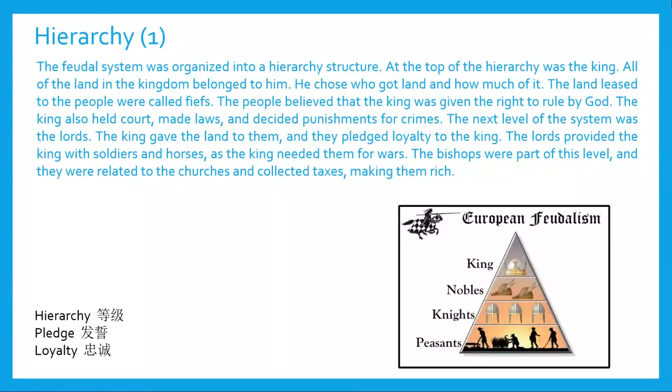He chose who got land and how much of it. The land leased to the people were called fiefs. The people believed that the king was given the right to rule by God. The king also held court, made laws, and decided punishments for crimes.